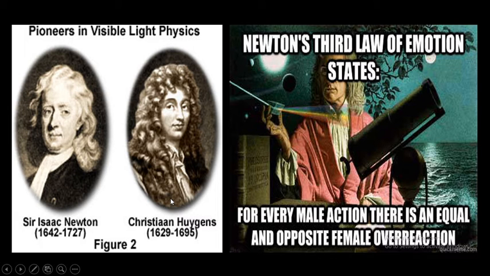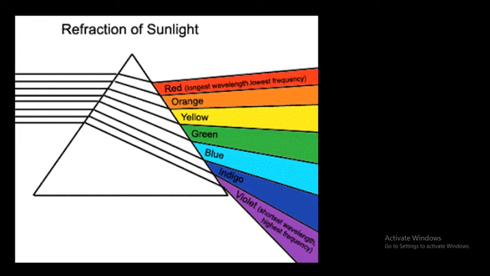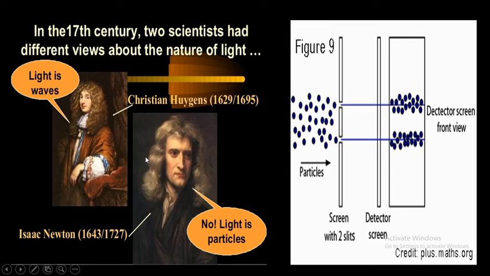So these are the pioneers in visible light. You have Isaac Newton and Christian Huygens. I think you know Isaac Newton, but Christian Huygens is another proponent in visible light physics. So you have the refraction of sunlight: you have white light and a triangular prism. It will refract the light, creating these rainbow colors, a dispersion.